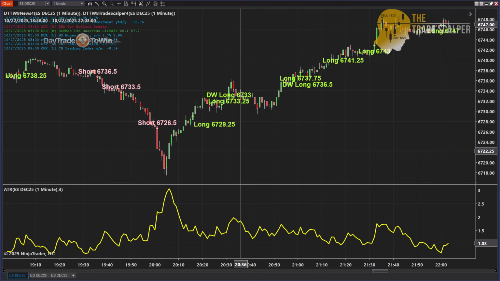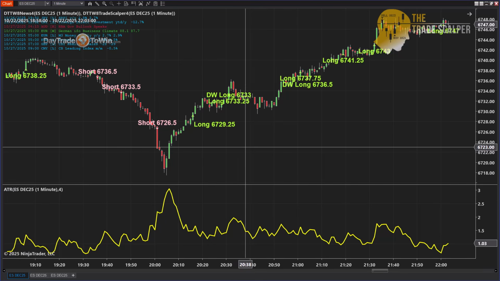I like to also use on NinjaTrader the ATM strategy. So the ATM strategy is part of NinjaTrader. Almost everybody has it. It's included with NinjaTrader free trial as well. You can set it for how many ticks of target and how many ticks of stop.